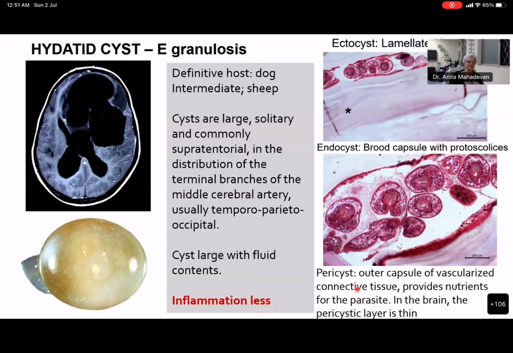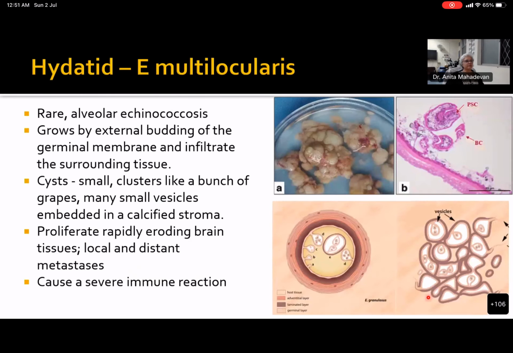And outer to that is the pericyst, which will have the vascularized connective tissue. In the brain, remember that pericyst is very, very thin, and we hardly ever see it because there is no connective tissue. There's no collagen inside the brain. And this is the multilocularis, which, like he very nicely said, grows out by budding, and that is why it will look like a bunch of grapes.